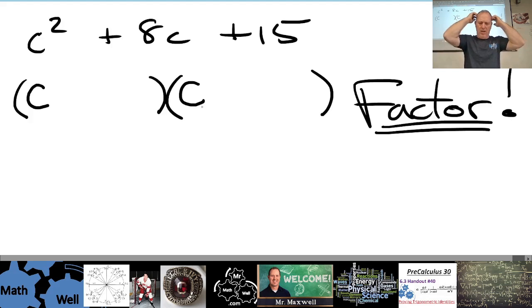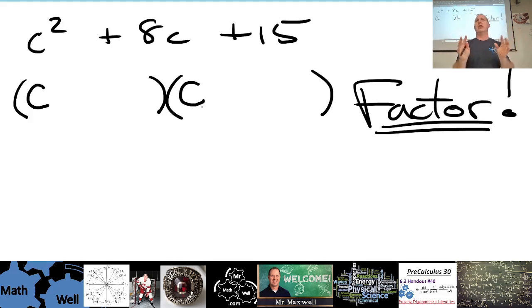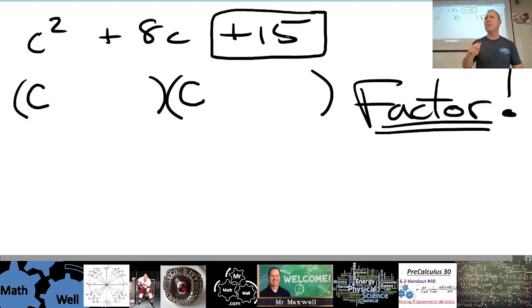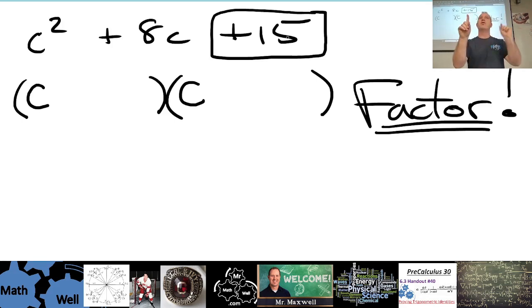Now, the middle parts get a little bit tricky, but the last term, that's easy. So what two numbers could possibly multiply to positive 15? Now, there may be more than one pair, right? In this case, there certainly is. We know about factors now. 1 times 15 works, or 3 times 5 works. Are there any other options? Nope.